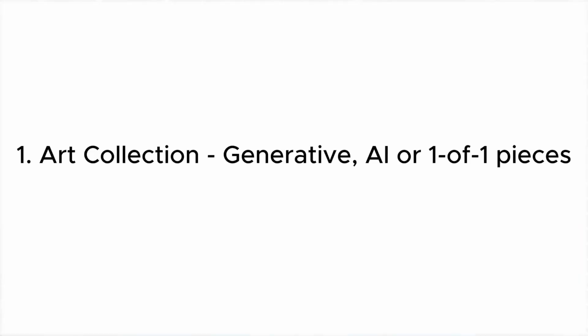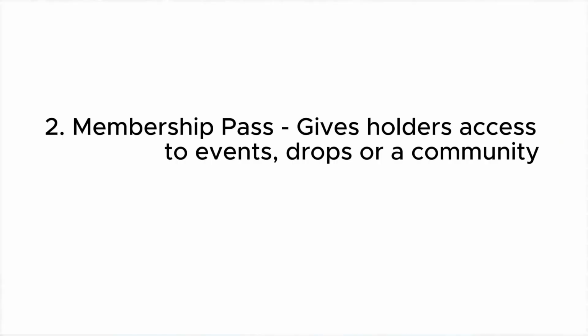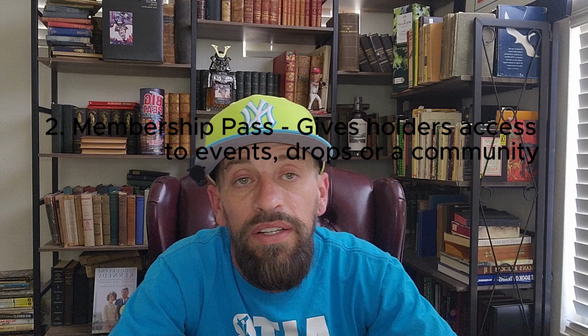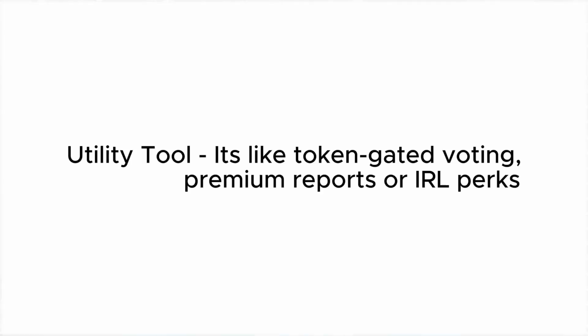One is an art collection, which is generative, AI, or one-of-one pieces. Something that can't be duplicated, a one-of-one. A membership pass is the second one. This NFT gives holders access to events, drops, or a community. These things have stuff that is connected to the membership pass. So if you have something that you have a membership to and they buy this NFT, it opens up that membership pass for them. So it's automatically their membership pass. They don't have to have a card. They don't have to have anything. It's in that NFT.